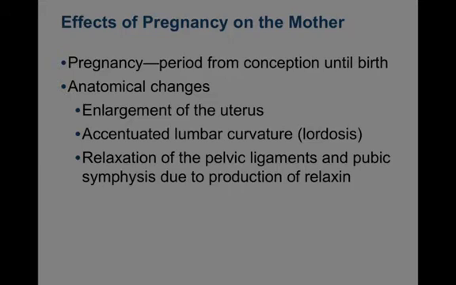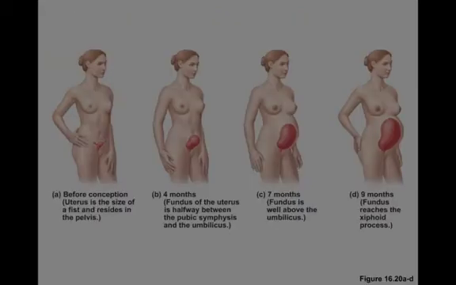You have an accentuated posture. You end up with a lumbar curvature, lordosis. Obviously, there's relaxation of the pelvic ligaments that allow the uterus to sit into the pelvis. The pubic symphysis separates because the baby actually has to pass through the pelvis itself, and that's with the production of relaxin. Before conception, the uterus is about the size of a fist. By about the time of full term, the uterus extends all the way up to the xiphoid process. With the expansion of the uterus, what happens to the other organs?